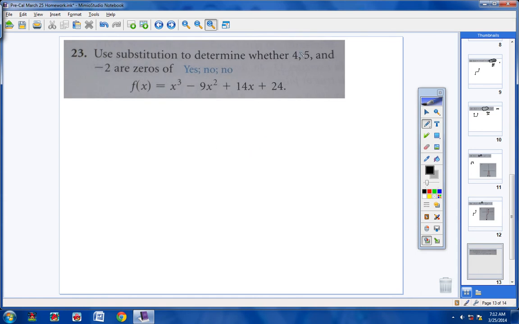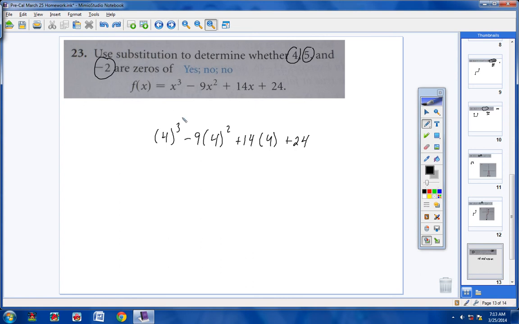Number 23. They want us to test these three numbers here and state whether or not they're zeros. 4, 5, and -2. Shouldn't be too hard. Let's go ahead and put a 4 in first for x. So 4 to the third power, -9 times 4 squared, plus 14 times 4. Everywhere there's an x, I put a 4, plus 24. Okay? And notice I should get a yes. So let's see if we do.